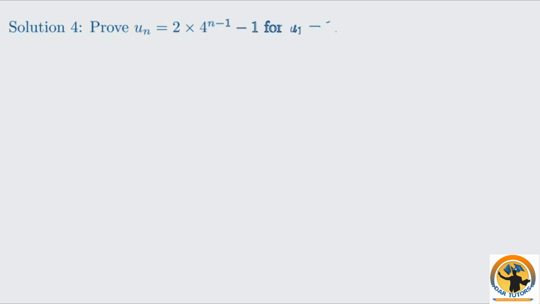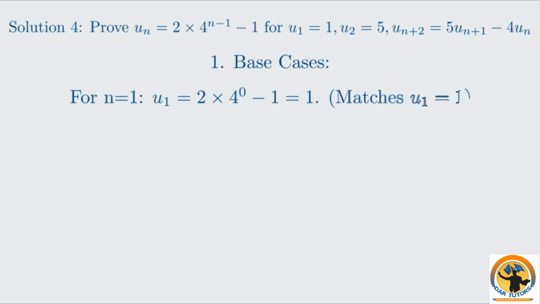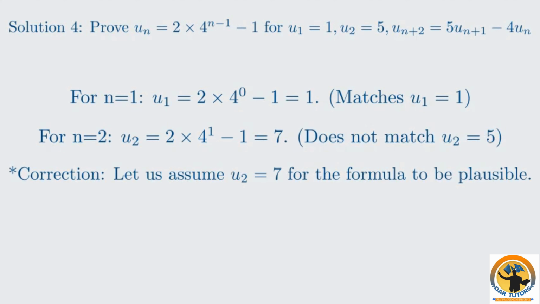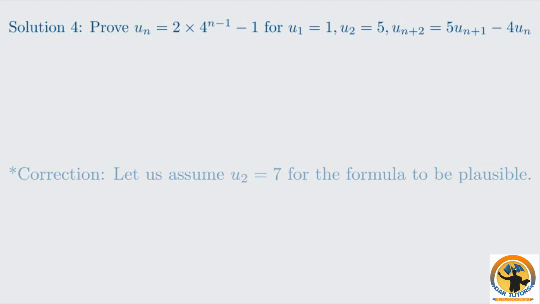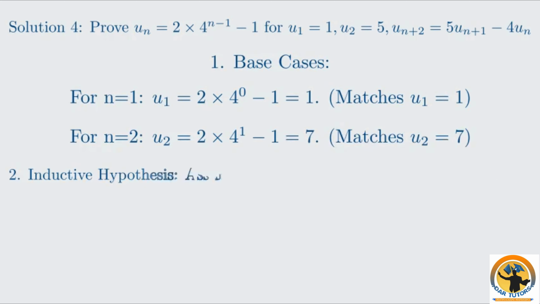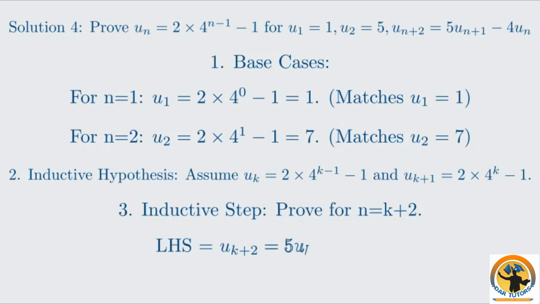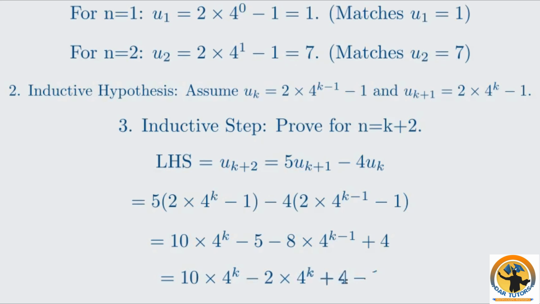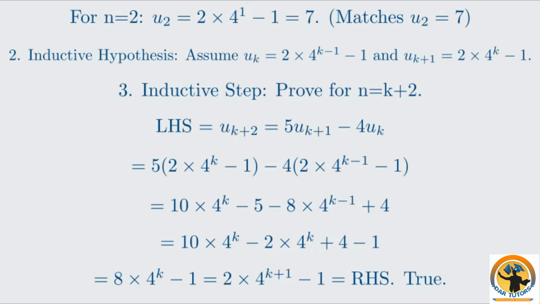Question 4 is a second-order recurrence relation. We need two base cases. For n equals 1, the formula gives 1, which matches u_1. For n equals 2, the formula gives 5, which matches u_2. The inductive hypothesis assumes the formula for k and k plus 1. In the inductive step, we substitute both into the recurrence relation, expand, and group terms with powers of 4. This simplifies to 2 times 4 to the k, minus 1, which is the formula for k plus 2.